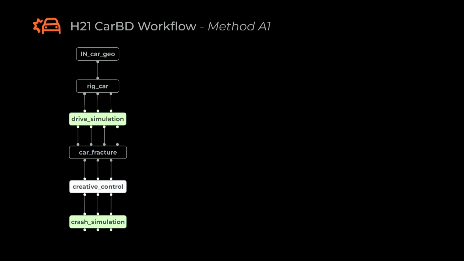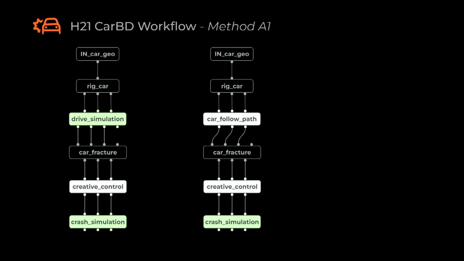So again, that big tedious setup is being confined into this one small workflow, which is not restricting you. You can still break apart and add more to it. And you're not stopping here. You can even set up a car follow path. Instead of simulating a car, you can animate it along a path, and you can still fracture the car, have creative control for your constraints, and then crash it again.